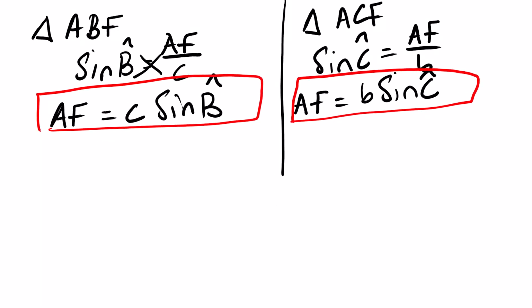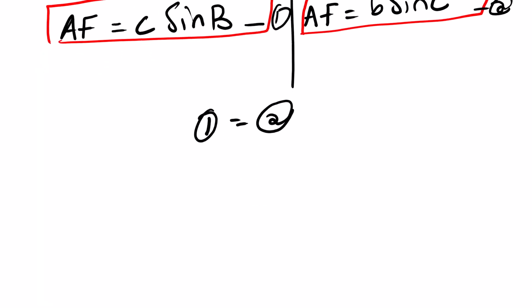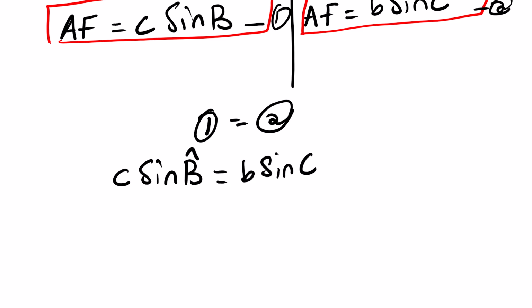Since these two equations are equated, and the subject of the formula is AF, we can simply equate the two equations. Let's say this is equation 1 and this is equation 2, then equation 1 equals equation 2, and from there we have C sine, which is equal to B sine.